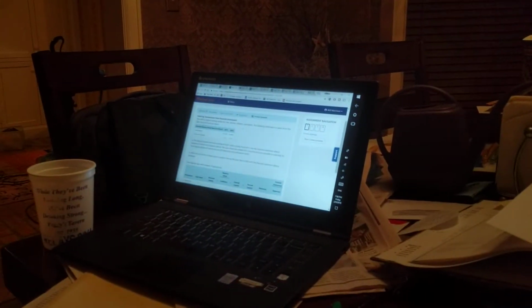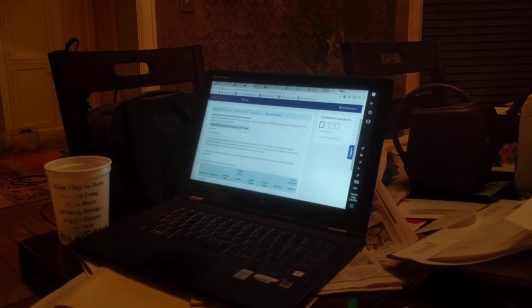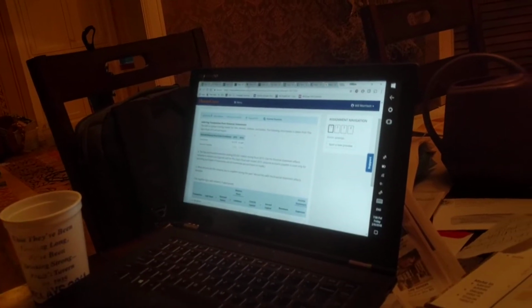Hello everybody. Today we're going to be going over one of the homework problems that you have for this weekend. The problem is problem number 1 on module 2. As you can see, it's the one with the Gap, a global clothing retailer for men, women, children, and babies, and it gives you some inventory balances and accounts payable.